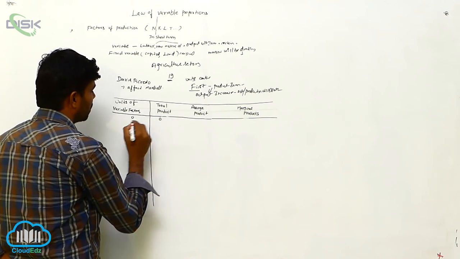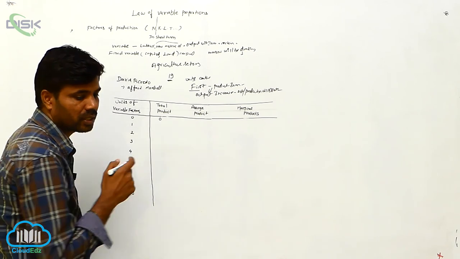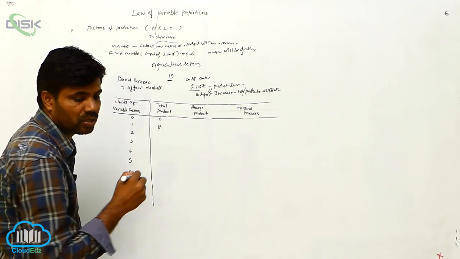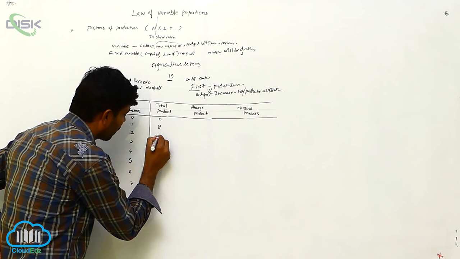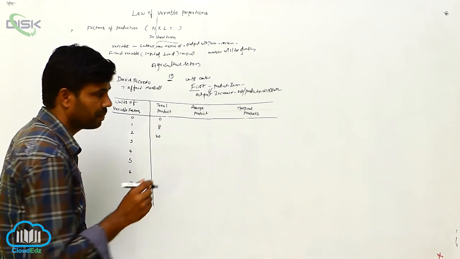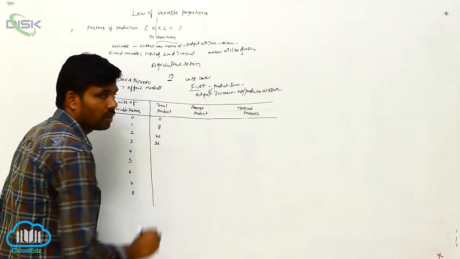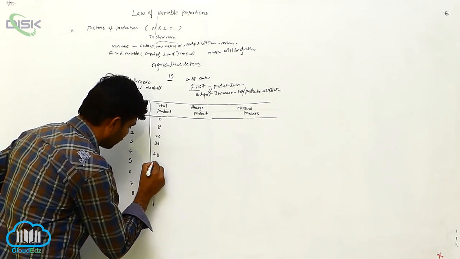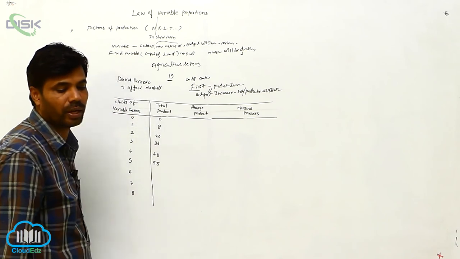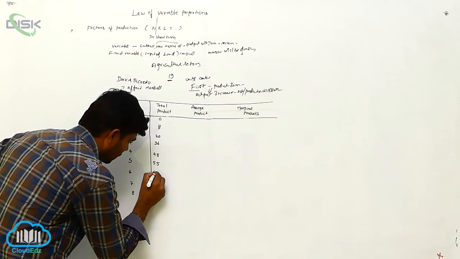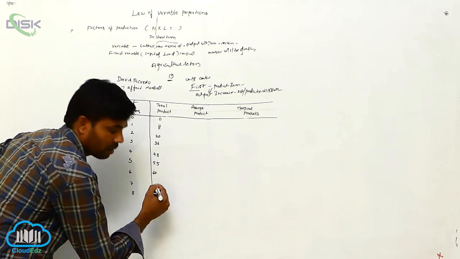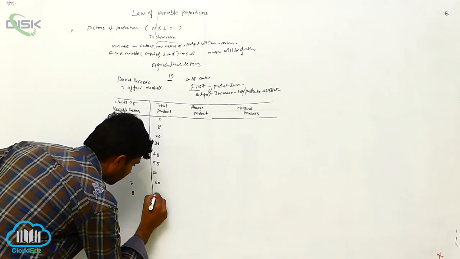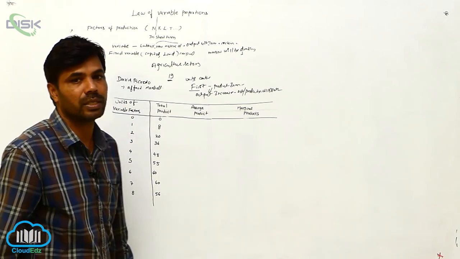Now we are going to take the total product. Suppose I say 0, next is 8, I consider 8. Next is 20. Just an example, I am saying that. Then 36, 48, 55, 60, next is 56, 56.